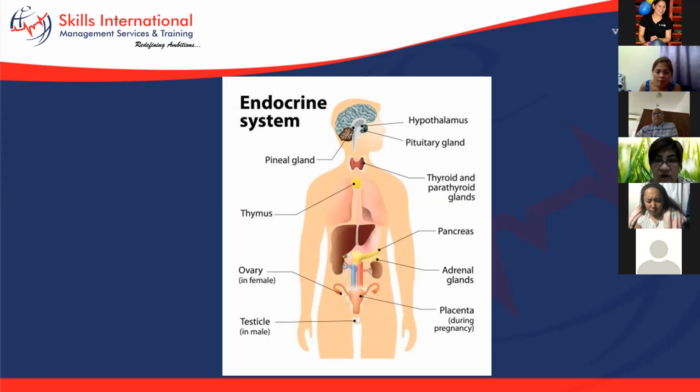Pancreas, as we said, yung pancreas niya, it produces insulin. Kaya pagka may mga diabetes, hindi na nag-work well yung ating pancreas, hindi na siya nagsisecrete ng insulin. Yung ovary natin for the female, placenta during the pregnancy, meron siya noon. And ang pagkakaiba is the male, may testicle siya in the male. So ovary yung female natin.